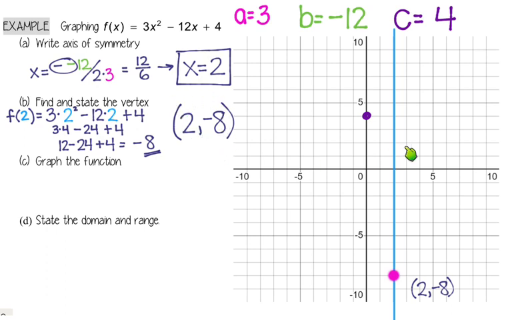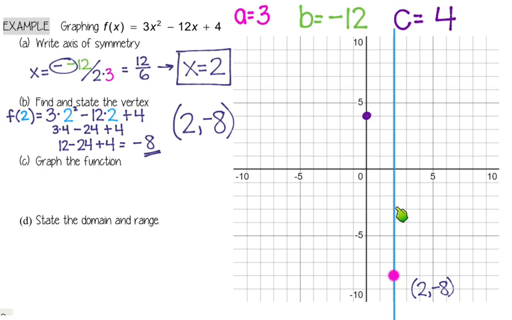This is our vertex. So we come over to our graph paper, and at positive 2, negative 8, put a point. Now we're going to graph. We've got the vertex. We have our y-intercept up here. But we need a few more points.